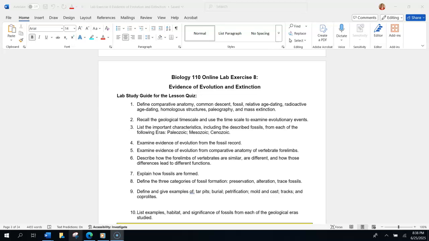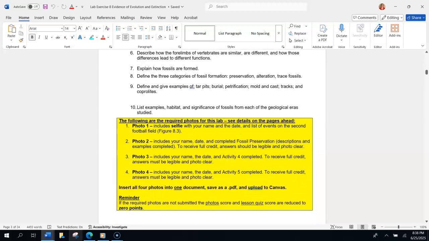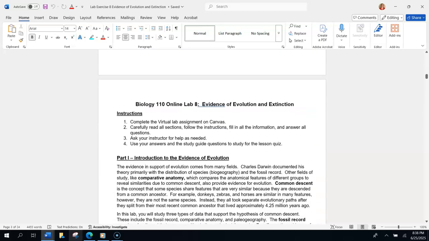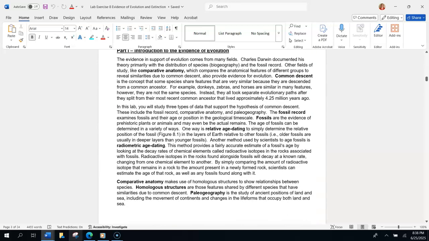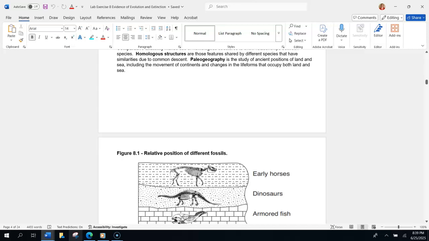In Lab 8, we will explore the evidence of evolution and extinction. Remember, these study guide questions are very useful for tests and quizzes. So as we scroll down, we have an introductory page with lots of bold-faced words, such as comparative anatomy, homologous structures, paleogeography, etc. Those are good words to look at before you take the lesson quiz.